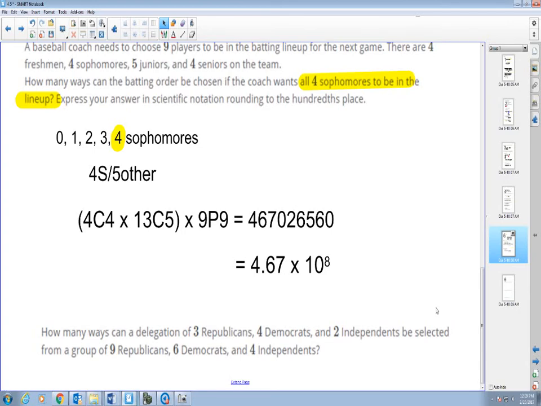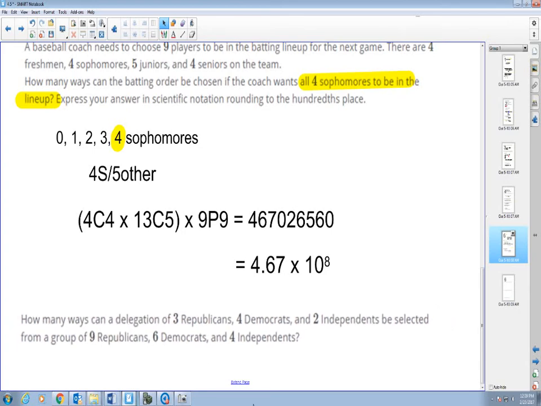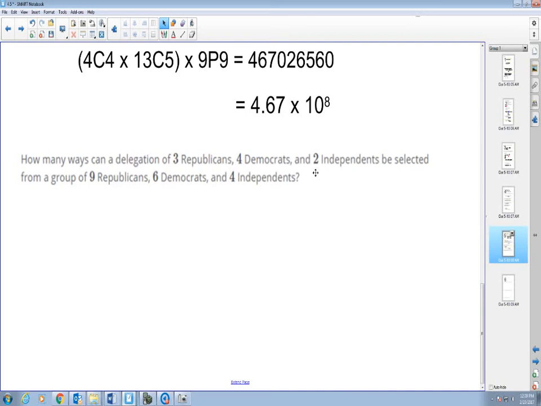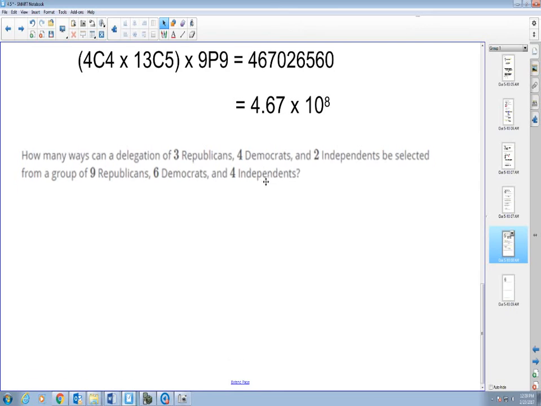Let's take a look at the delegation problem. How many ways can a delegation of 3 Republicans, 4 Democrats, and 2 Independents be selected from a group of 9 Republicans, 6 Democrats, and 4 Independents? So this problem is a lot like the bridal shower problem. Okay, just a combination problem. So I'm going to skip over this one. Go to the next one.